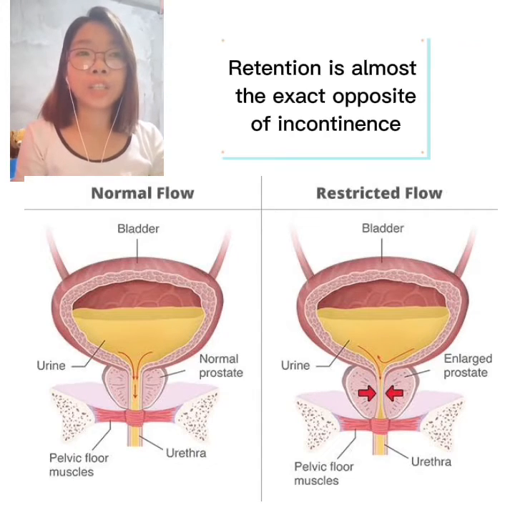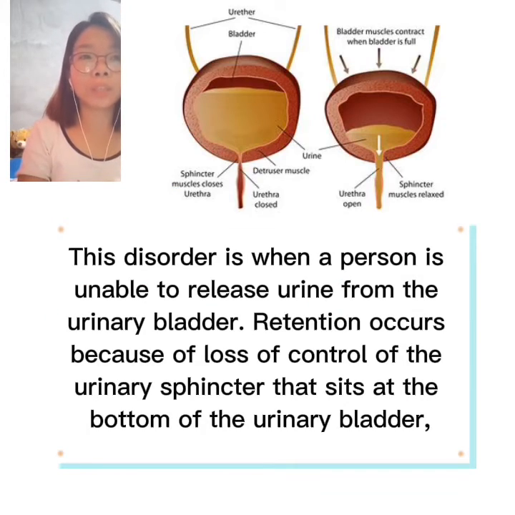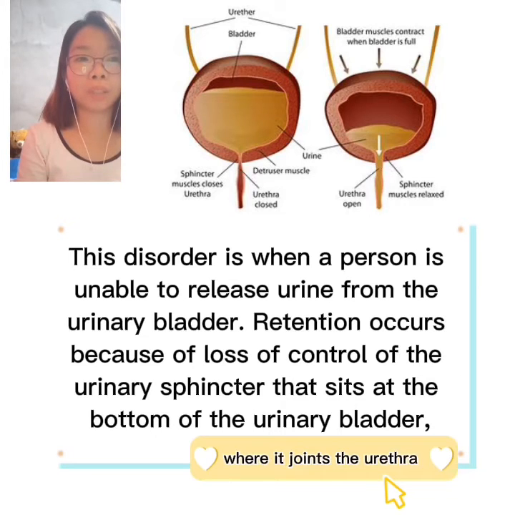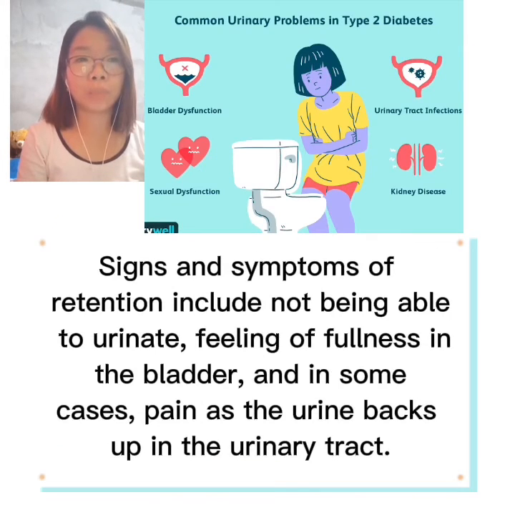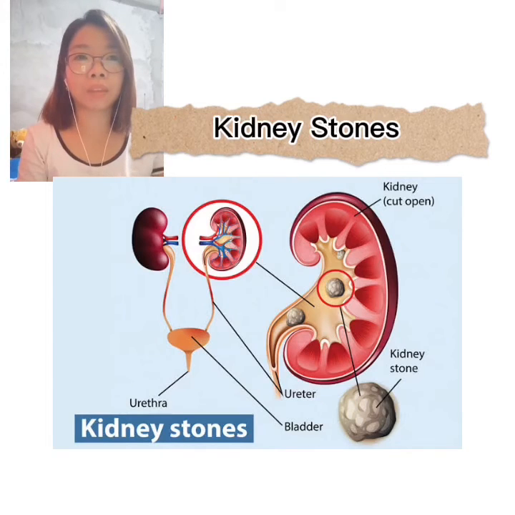Retention. Retention is almost the exact opposite of incontinence. This disorder is when a person is unable to release urine from the urinary bladder. Retention occurs because of loss of control of the urinary sphincter that sits at the bottom of the urinary bladder, where it joins the urethra. Signs and symptoms of retention include not being able to urinate, a feeling of fullness in the bladder, and in some cases, pain as the urine backs up in the urinary tract.